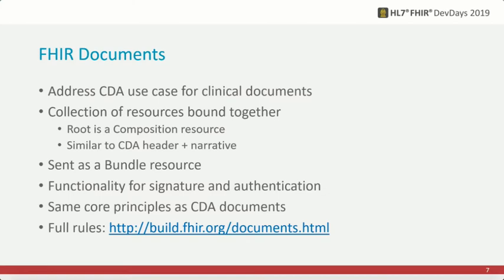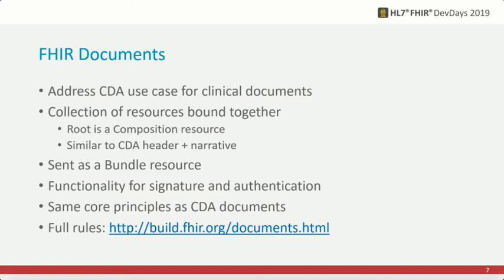FHIR documents are generally a collection of resources that are bound together. The main resource is what's called the composition resource, and that provides the context, which is one of those key characteristics. Tells you who the patient is, who the author of the document is, what kind of document it is, when it was created, if there's any associated encounters or things that are with it. Those are all bound in the composition resource. And that composition resource also contains the human readable narrative. So it's really one-stop shopping for all that contextual information and what the clinician is going to sign or attest to. And then it can also have a variety of other resources with it.